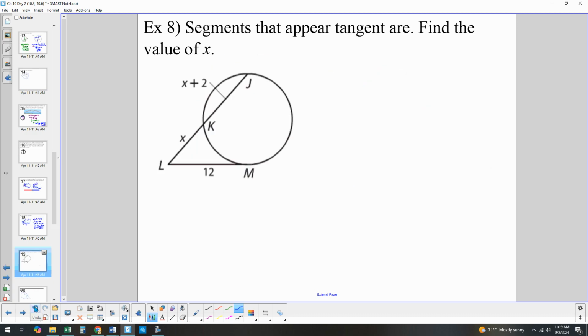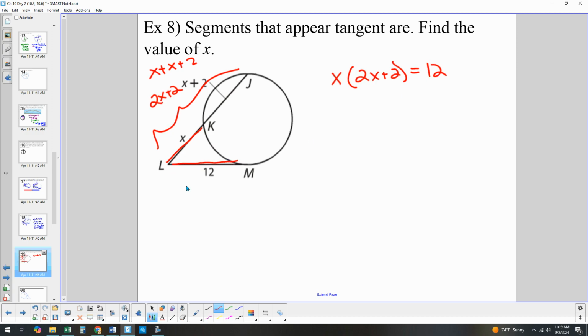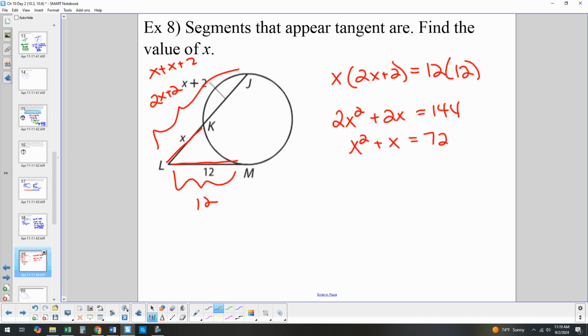Another one for us to try together. The part that's outside here is x. If I wanted to add these pieces together, that's x plus 2, or 2x plus 2. And here the part that's outside is 12, but also the whole thing is 12. So we're going to get 2x squared plus 2x equals 144. I'm actually going to divide everything by 2 first. I'm going to get x squared plus x equals 72.